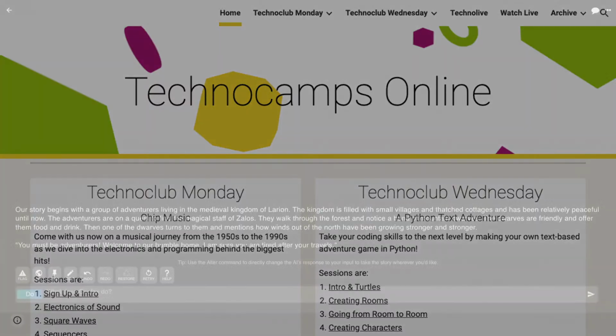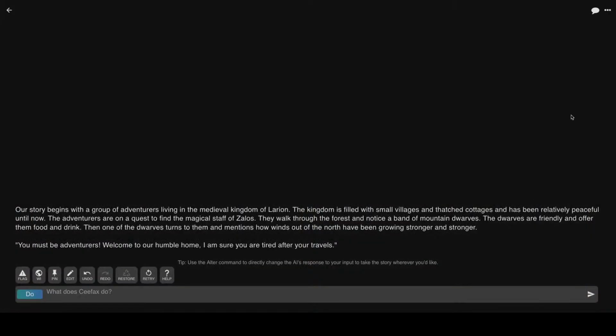Okay. What about this game? This is a game called AI Dungeon. The way AI Dungeon works is it's like an old-fashioned text adventure, like what Dan's going to be doing in his Technoclub tomorrow. A text adventure is a very old-fashioned type of game. The first one was made around 1975, and it was called Colossal Cave Adventure. You'd be able to interact with the game, but only by typing.